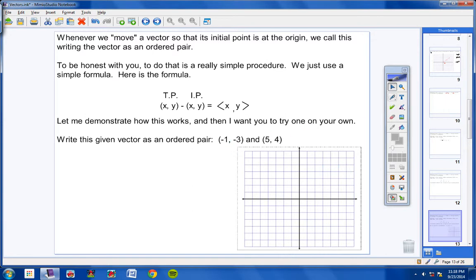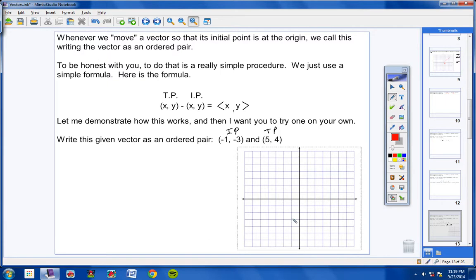Now I want to take this vector and write it as an ordered pair. Go ahead and copy this problem down. Write down the ordered pair -1, -3, and the ordered pair 5, 4. We're going to assume the first point given to us is the initial point, and the second point given to us is the terminal point. If you want to graph this, you can, but you don't have to. I'm just doing that because I want you to see it, okay?